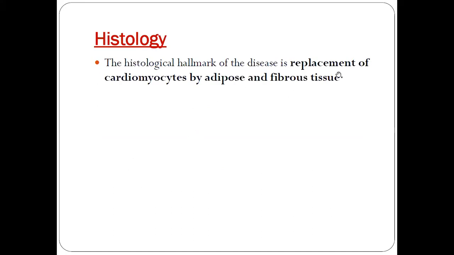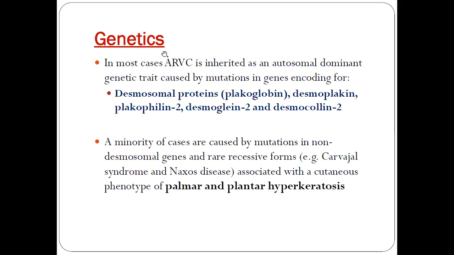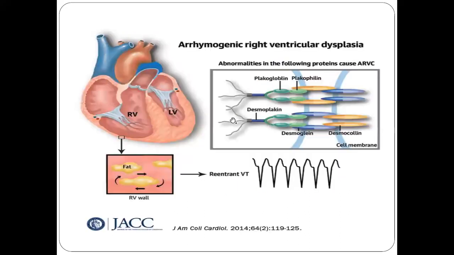Histology, as we have said, shows replacement of cardiomyocytes by adipose and fibrous tissue. In most cases of ARVC, it is inherited as an autosomal dominant trait caused by mutations in genes encoding desmosomal proteins, basically plakoglobin, desmoplakin, plakophilin 2, and desmoglein 2. So in arrhythmogenic right ventricular dysplasia, there is an abnormality in these proteins: plakoglobin, plakophilin, desmoplakin, and desmoglein.